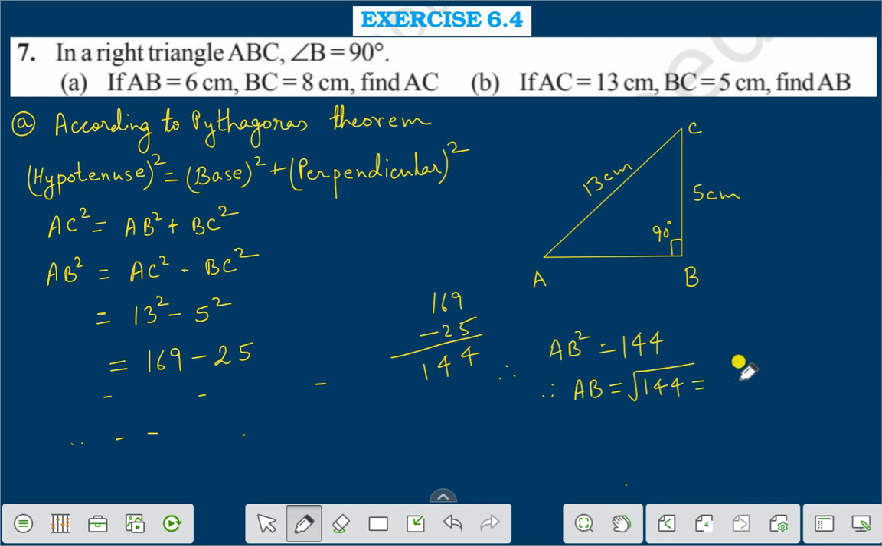Or you can write 144 equal to 12 into 12. And it is root 12 into root 12 is 12 centimeters. Therefore, the value of AB is equal to 12 centimeters, and that is the answer.